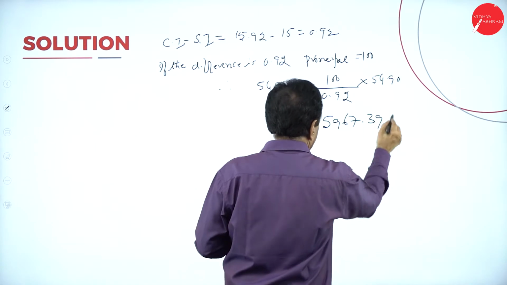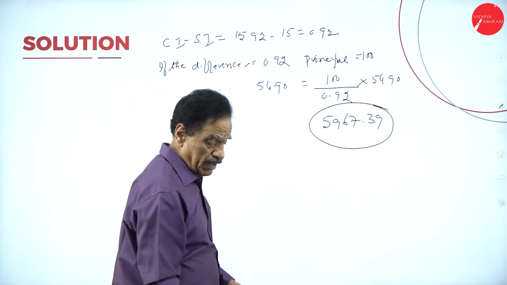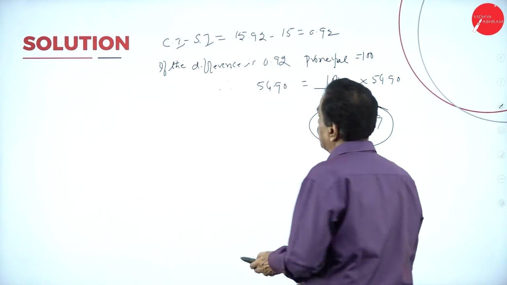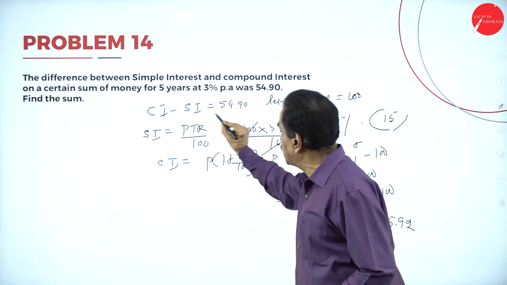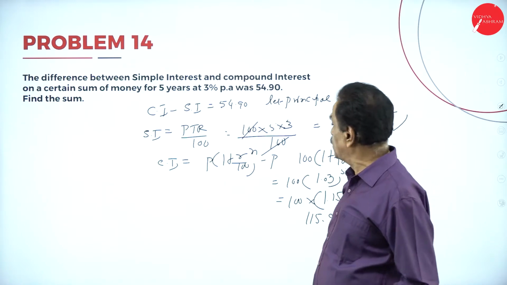5,967.39. How did I know? See that? The difference between compound interest minus simple interest is 54.90.